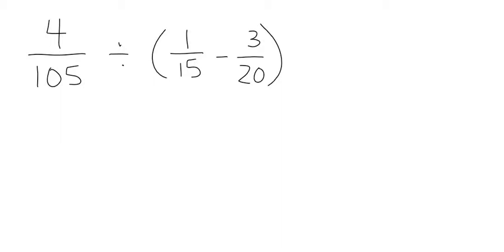Okay, let's look at this problem together. All right, so the first thing we want to do is look inside the parentheses. We want to get a common denominator. Between 15 and 20, that common denominator is going to be 60.